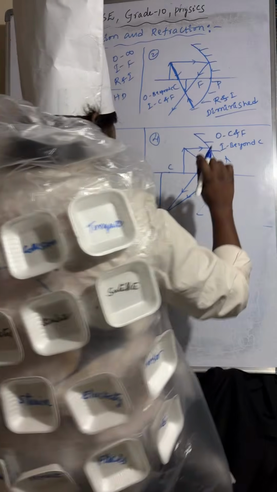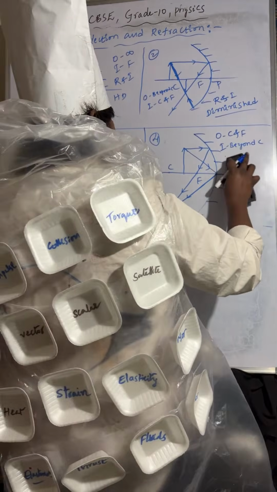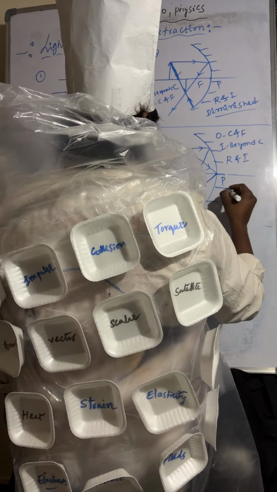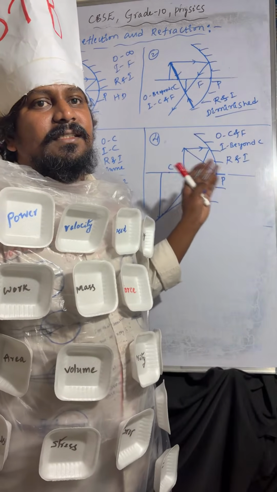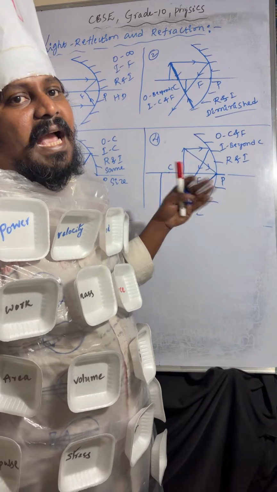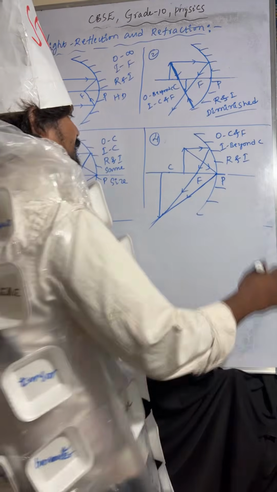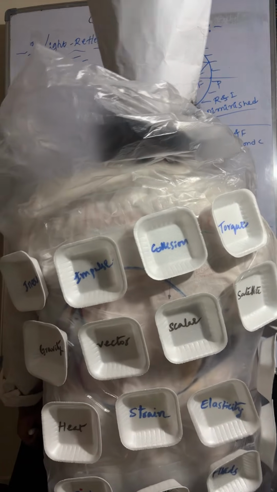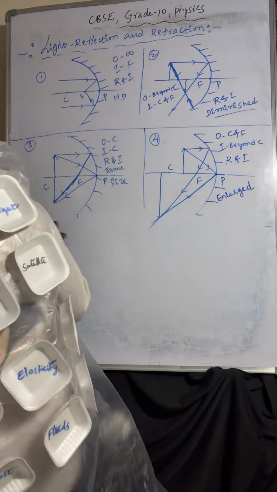Nature of the image is real and inverted. Object is placed between C and F. Image will form beyond center of curvature. Size of the image is large. So in this case, image is large, magnified compared to the object. Image size is increased. So enlarged image will form beyond center of curvature. Next one we will discuss, object is placed at F.